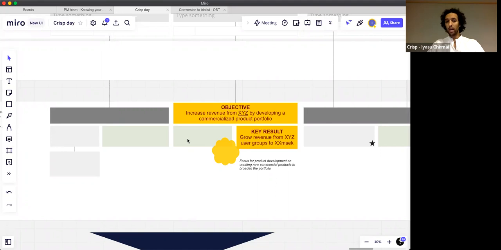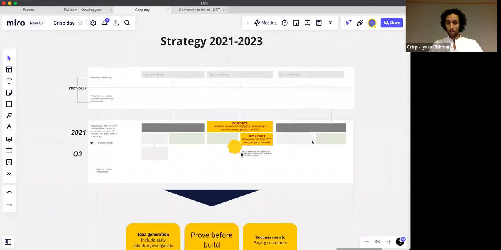One objective that we had was increase revenue from a department by developing a commercialized product portfolio. The key result then became grow revenue from that particular user group to X millions. Now, all this was written out. I've been asked to anonymize it, but they were owned by a VC company with very, very hard targets on how much they had to grow in order for the VC company to have a good return on investment.